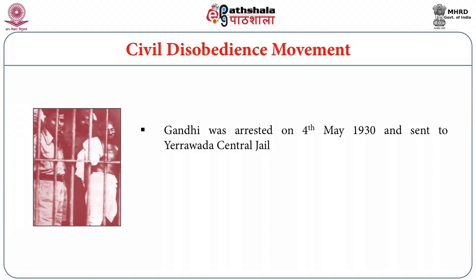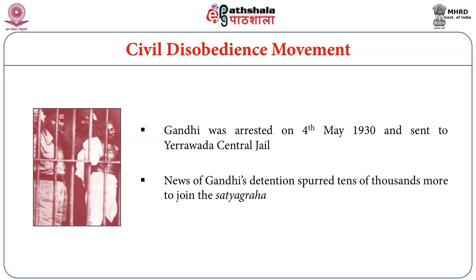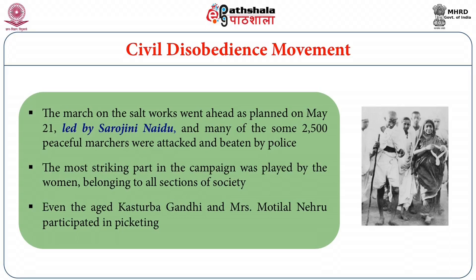When the movement had reached its peak stage, with hartals and protests taking place in various parts of the country against the civil disobedience, Gandhi was arrested on 4th May 1930 and sent to Yerwada jail. The news of Gandhi's detention spurred tens of thousands more to join in the Satyagraha. The march on the salt works went ahead as planned on May 21st, led by Sarojini Naidu, and some 2,500 peaceful marchers were attacked and beaten by police.